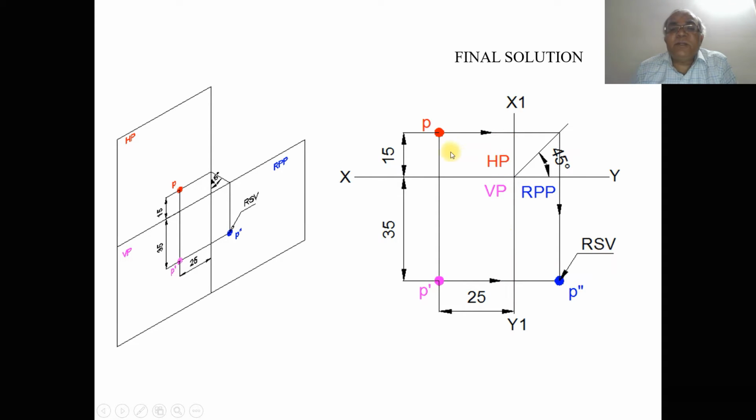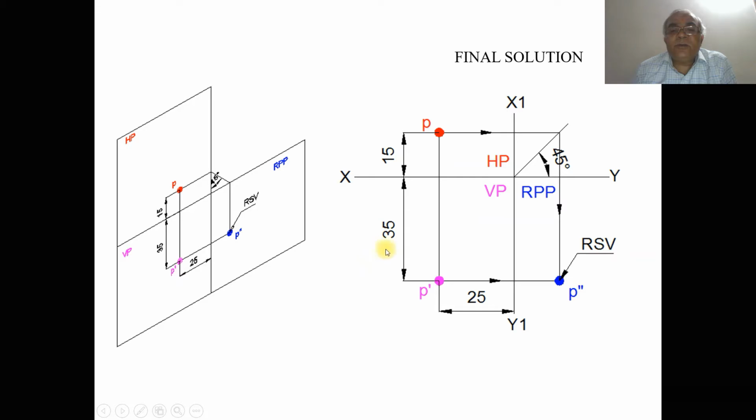You measure the distance from X1 Y1 and draw a vertical line. So the distance with respect to VP is seen in HP. So behind VP distance is seen in HP. So you measure from this point a distance of 15 and you mark this point as small p, because the image what you see is on the horizontal plane.